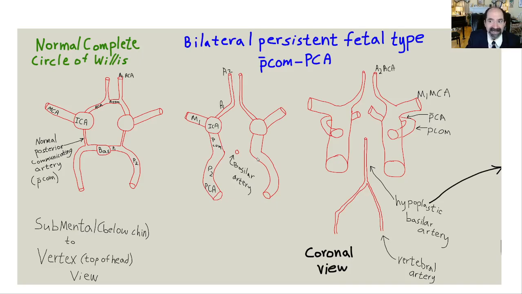Okay, now don't get me wrong, it's easy to prevent a stroke in these patients if you understand. But the reason I show this case is any one of us could have persistent fetal PCOMs bilateral with associated small basilar artery. And we don't know it.